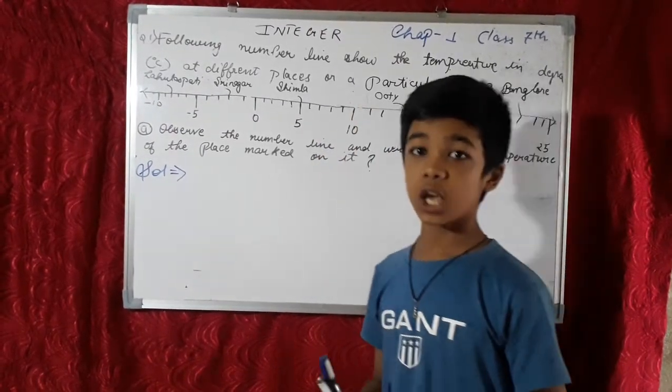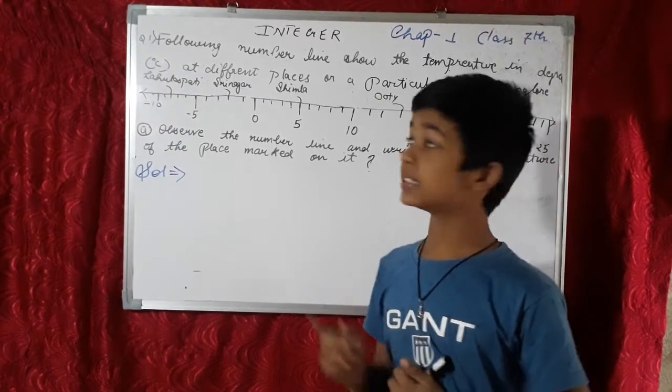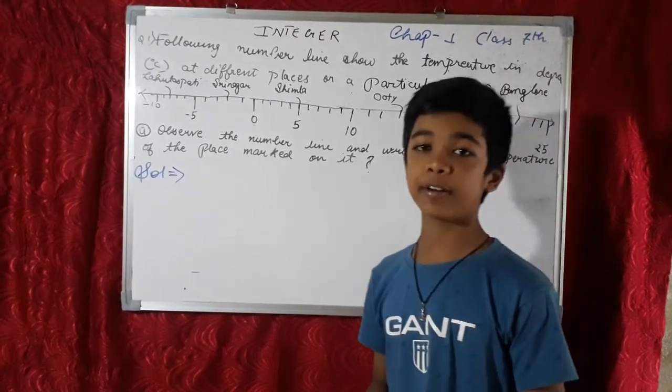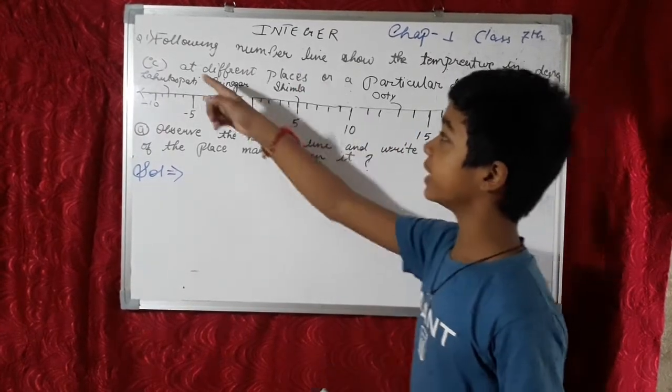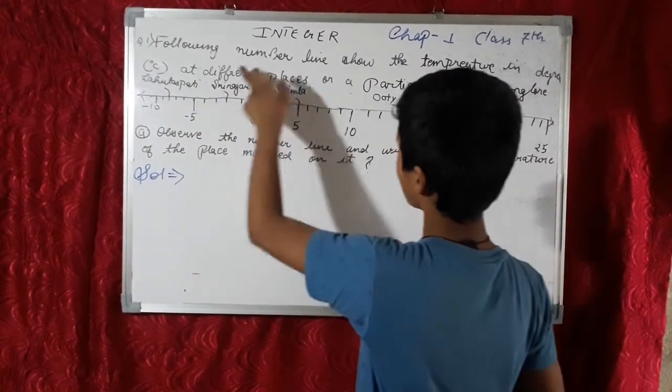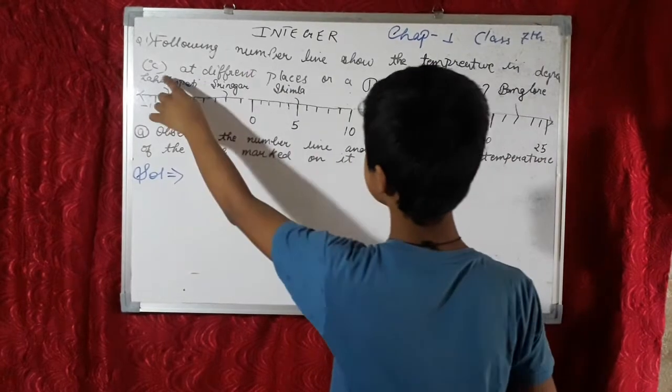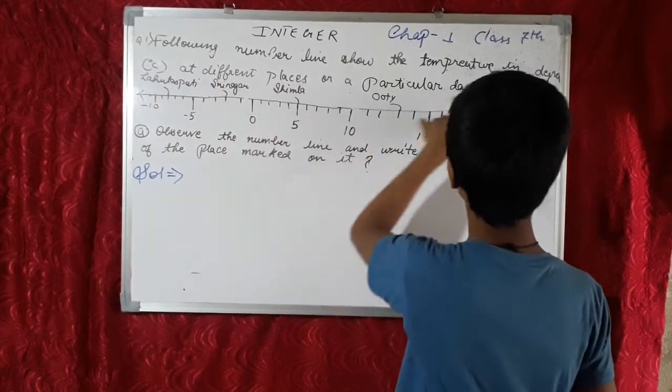Integer we are going to study. So we are going to study the NCERT book class 7 chapter 1 integer. We are going to see exercise 1 of chapter 1, Integers. What is the first question? The following number line shows the temperature in degrees Celsius at different places on a particular day.